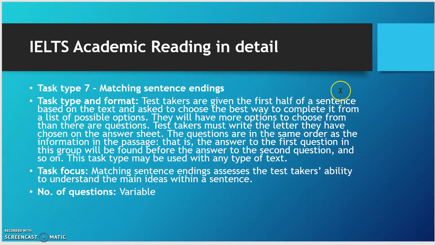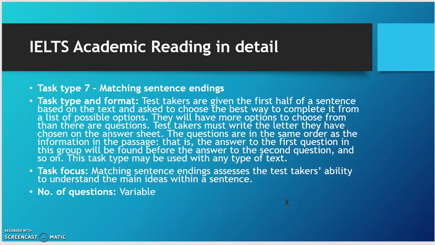Academic reading. Task 7. Matching sentence endings. Task type and format. Test takers are given the first half of a sentence based on the text and asked to choose the best way to complete it from a list of possible options. They will have more options to choose from than there are questions.